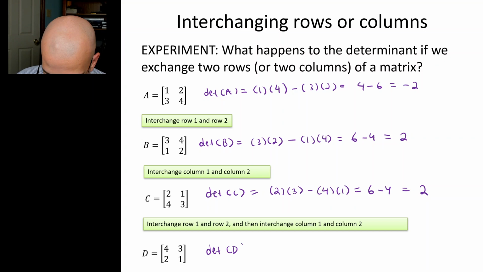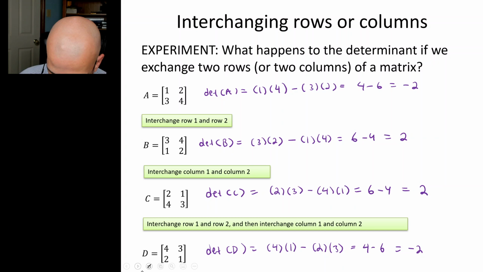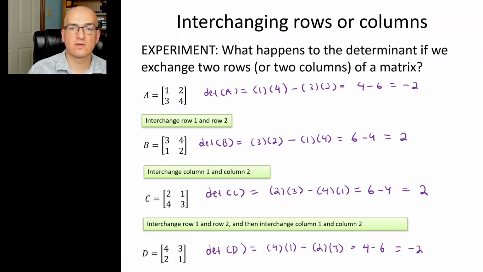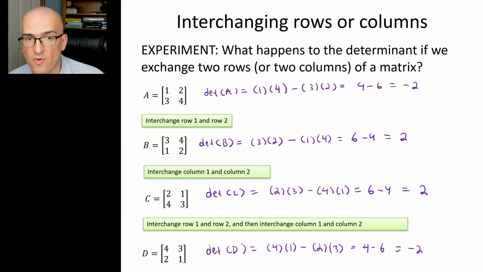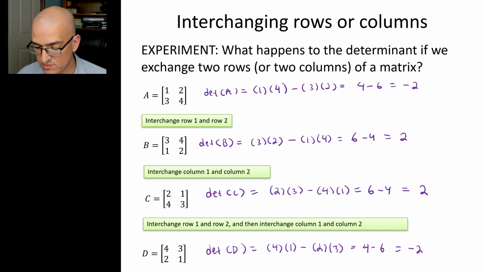Determinant of D is down products minus up products. So 4 minus 6, which is negative 2. We haven't done nearly enough experimentation, even with a 2x2 matrix, to be confident about what we'll claim about this experiment revealing, but it's okay.